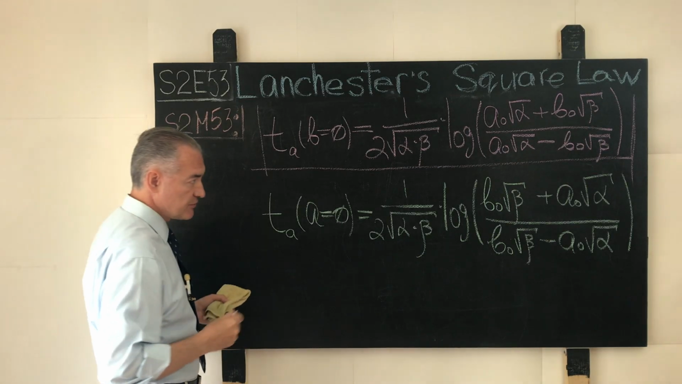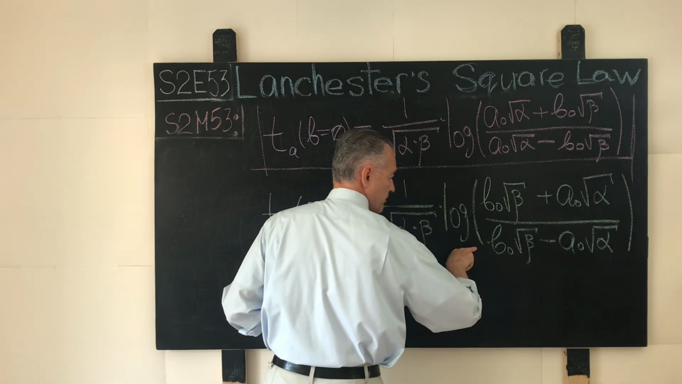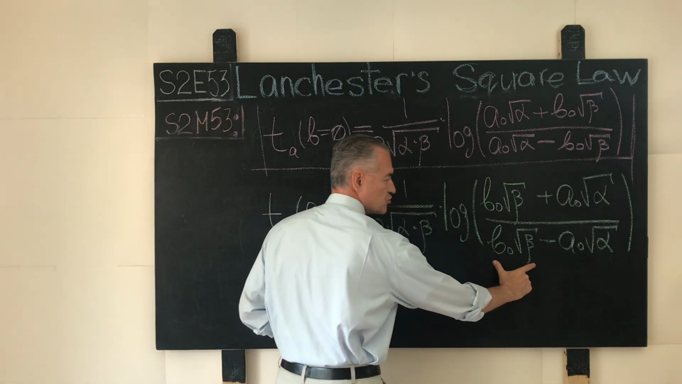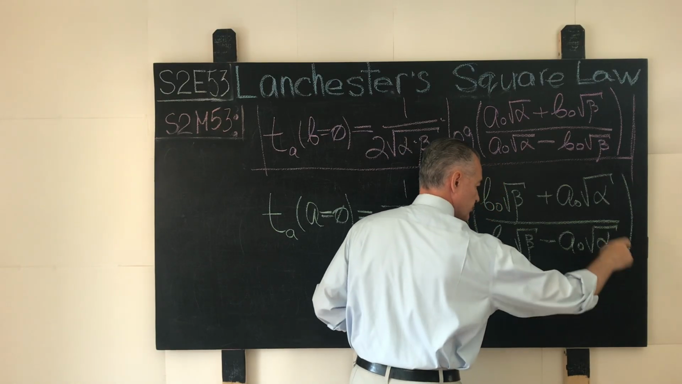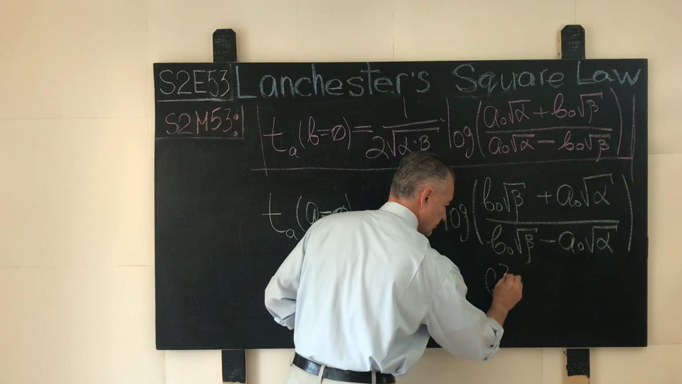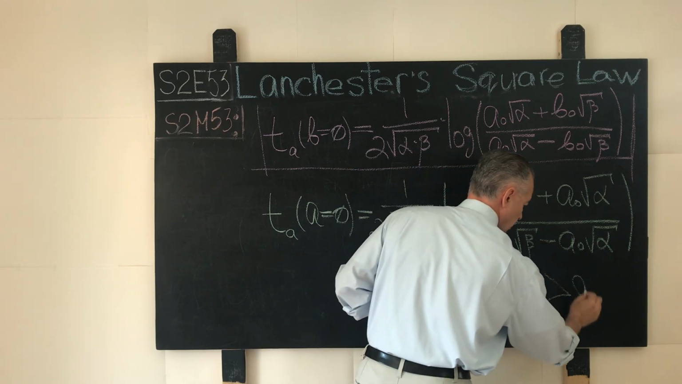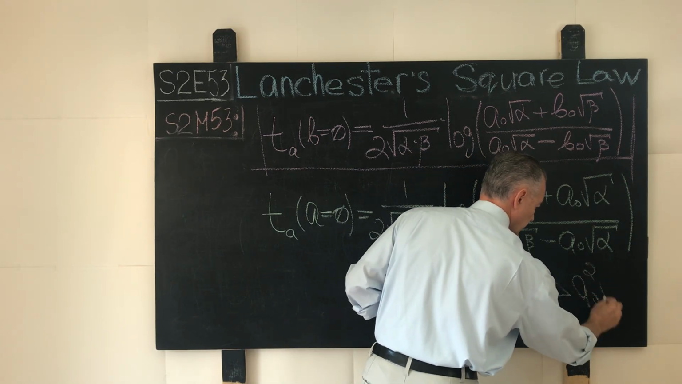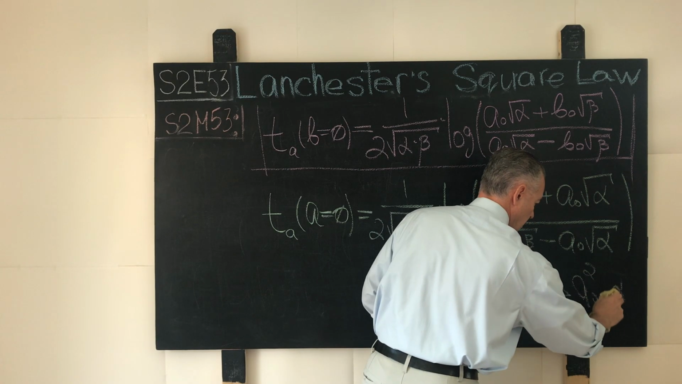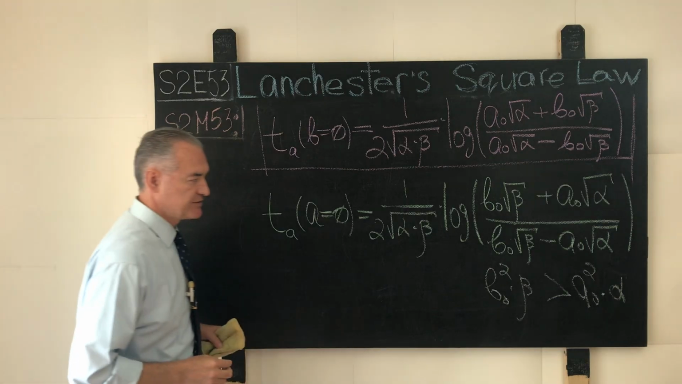Again, this is straightforward arithmetic, middle school, nothing more. This time, however, look at this. For the logarithm to be real and well defined, what has to happen? This summand has to be strictly larger than this one. And if we square both sides, what will we have? We will have the following requirement: b0 squared times beta has to be larger than a0 squared times, sorry, not the square root, times alpha. This is a requirement again.